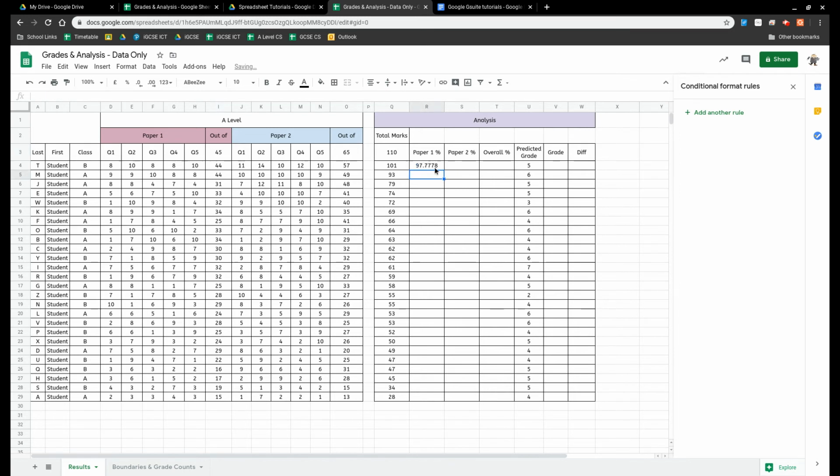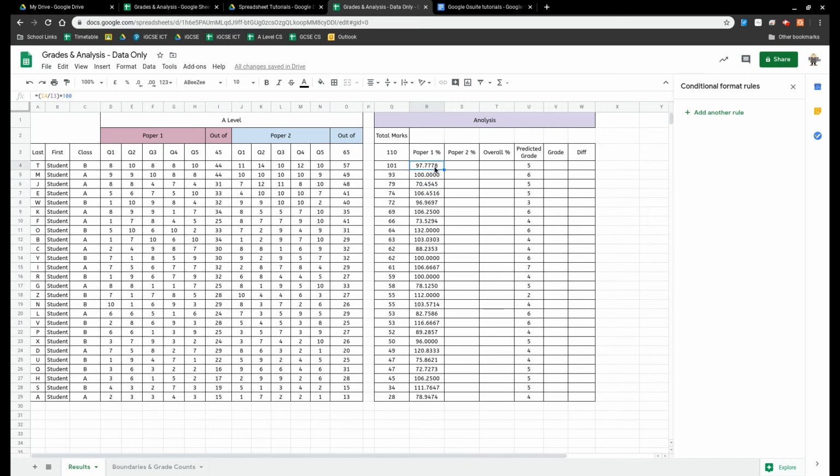Now you'll notice that we've got lots of numbers after the decimal place here. We're going to fix that in a minute, but I'm just going to autofill this down and we'll get an error here, and I'll just explain why. We've got people getting 111%, which doesn't make sense. And the reason that is because this I3 is changing each time. We don't want it to change. We always want it to stick to this number here, which is how much the paper is out of.